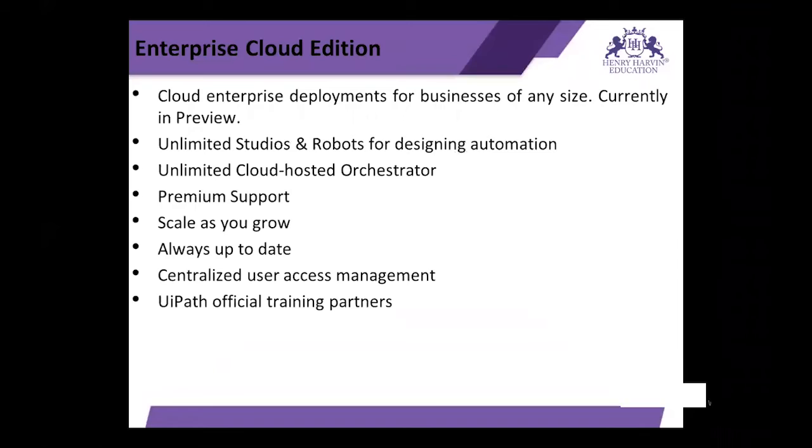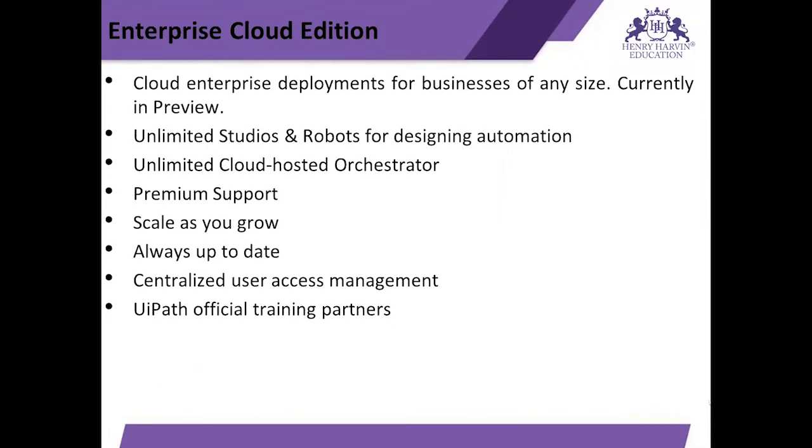The third edition is Enterprise Cloud Edition. It is a cloud enterprise deployment for businesses of any size, with unlimited studios and robots for designing automation. There is a minute difference between Cloud Edition and Server Edition. The difference is that the orchestrator in Server Edition is on-premise and the orchestrator in Cloud Edition is on cloud. This is the main difference between Cloud Edition and Server Edition. These two editions are paid editions, and if you want to install them, you have to pay.